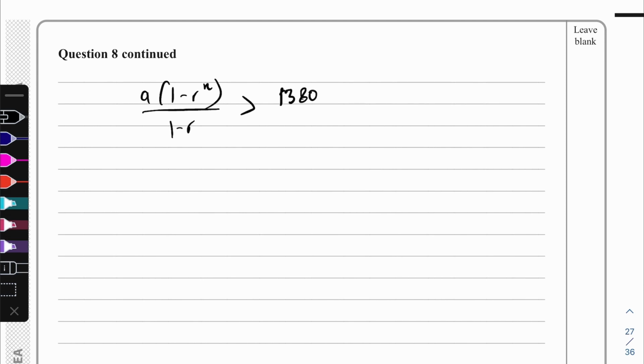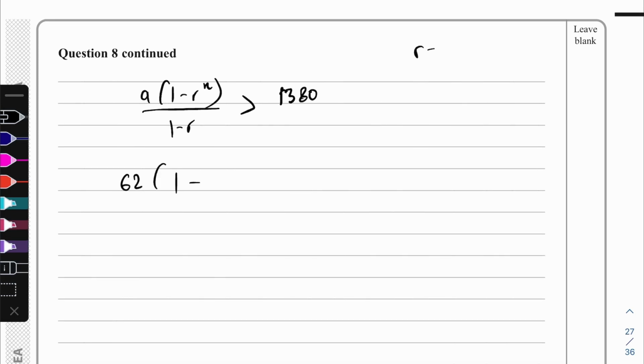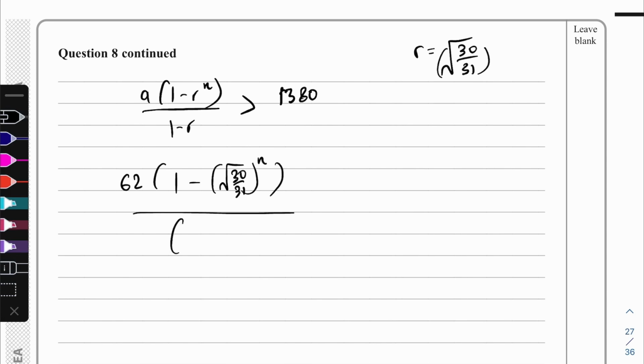1380. Now a, do we know a? We know a is 62. We know 1 minus r^n. Let's use r as root 30 over 31 to make our life easier. So (1 minus root 30 over 31 to the power n) all over (1 minus root 30 over 31) is 1380.